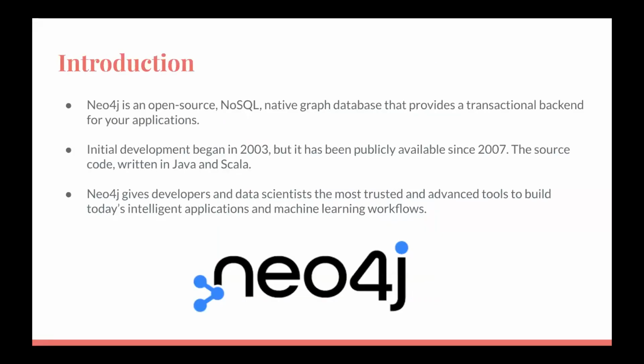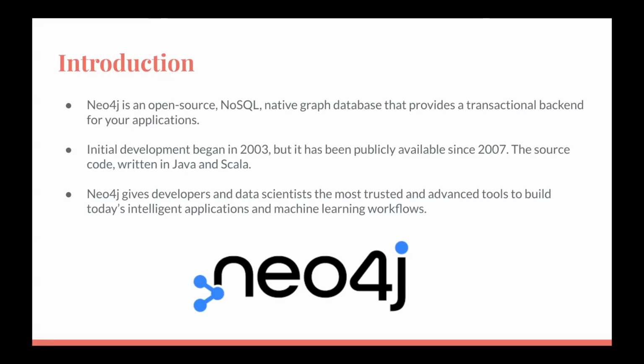So Neo4j is an open source NoSQL native graph database that provides a transactional backend for your applications. It was initially developed in 2003 and it has been publicly available since 2007. This platform gives developers and data scientists the most trusted and advanced tools that are used to build today's intelligent applications and machine learning workflows. Neo4j is implemented in Java and is accessible from software written in other languages using the Cypher query language through a transactional HTTP endpoint or through a binary Bolt protocol.